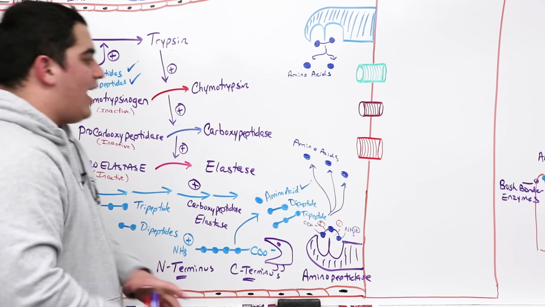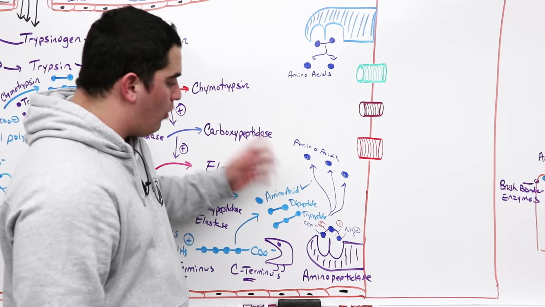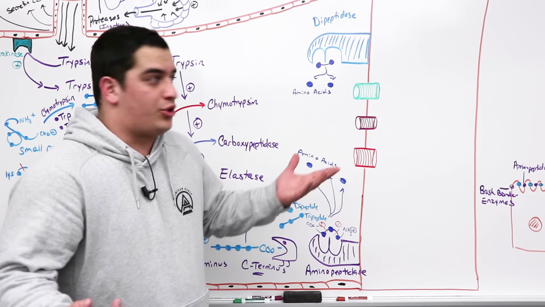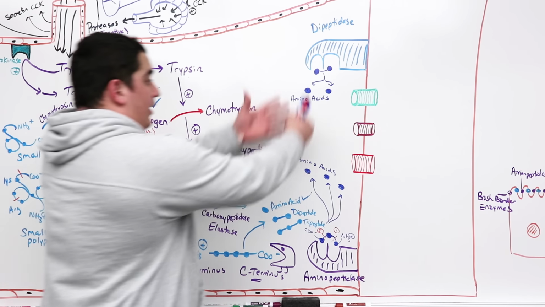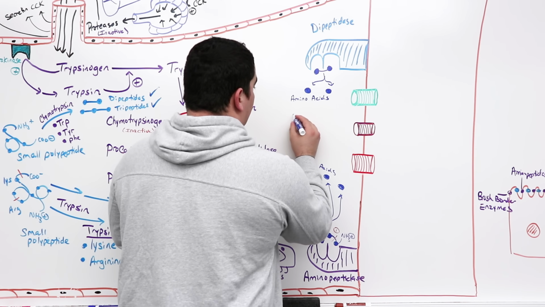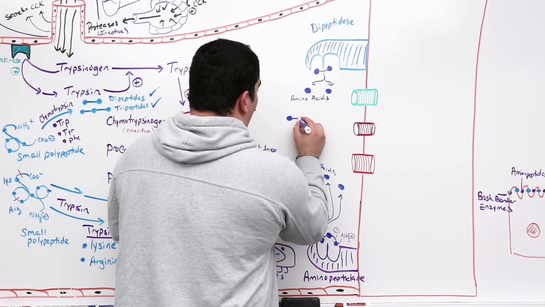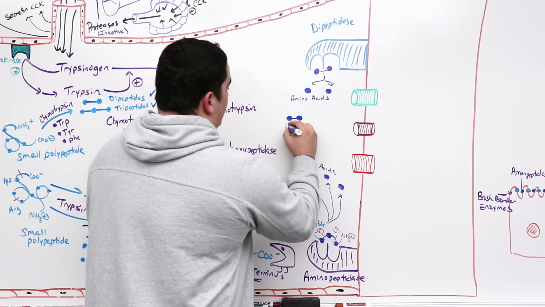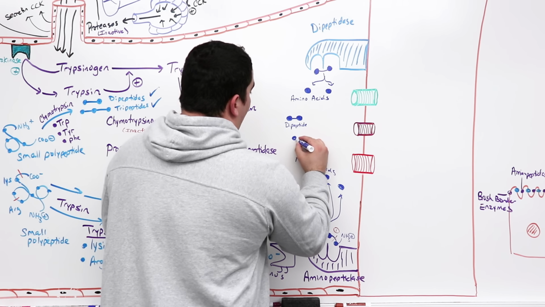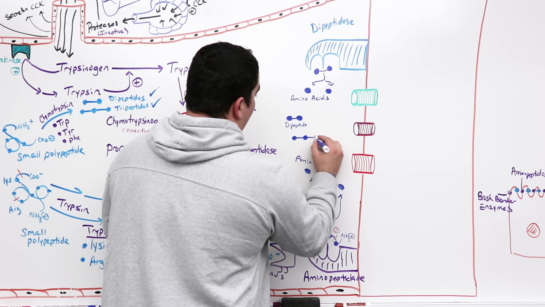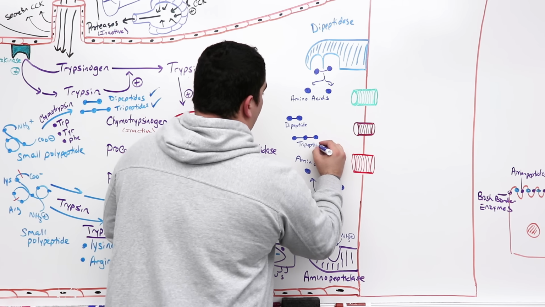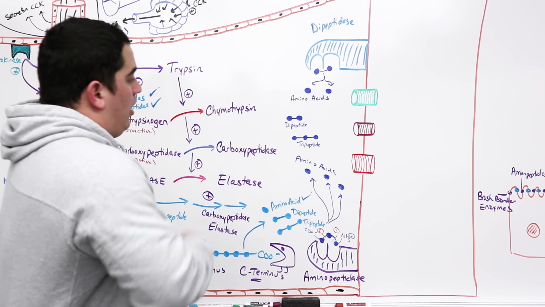But here's the thing, it's not just amino acids. Not all the tripeptides and not all the dipeptides get broken down, unfortunately, here in the lumen of the small intestine. Sometimes you might even have some dipeptides remaining. So here's our dipeptide, and you might even have some tripeptides remaining here in the lumen. So this is our tripeptide.